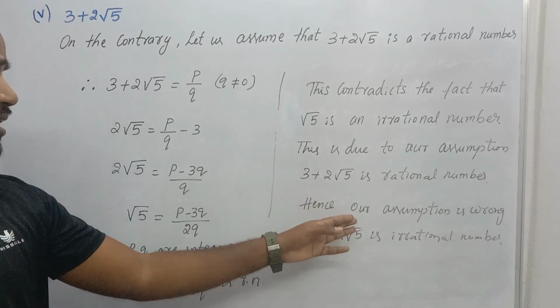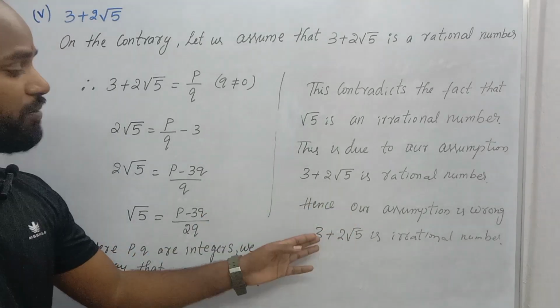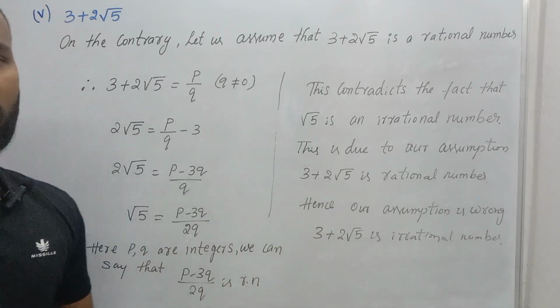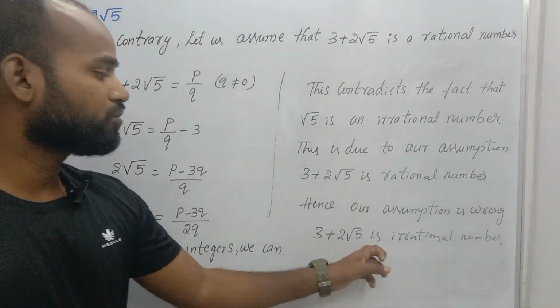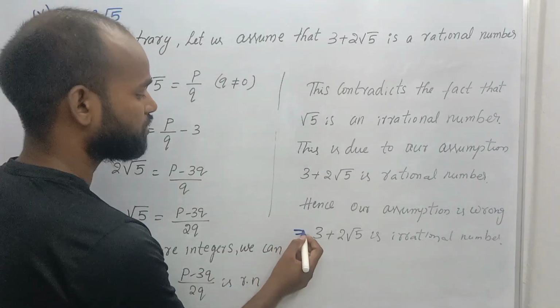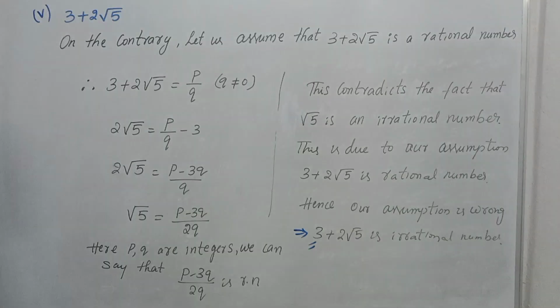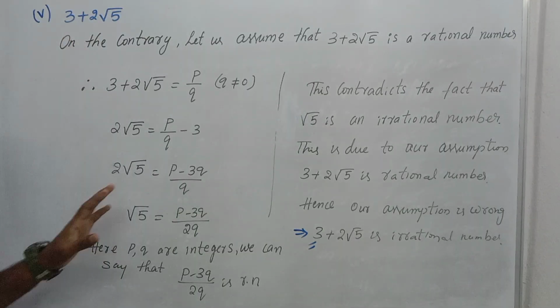So because of our wrong assumption, we got that 3 plus 2 root 5 is a rational number. But it is not a rational number. Hence, 3 plus 2 root 5 is an irrational number. Okay. This is the proof that 3 plus 2 root 5 is an irrational number. So that's all about the first bit.